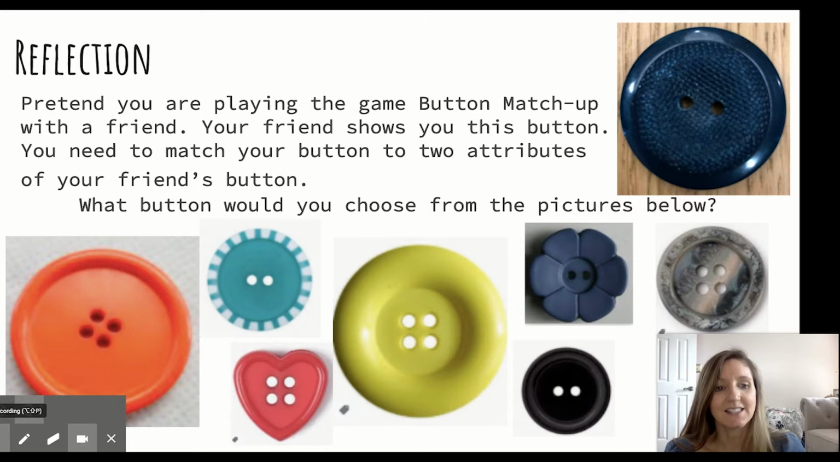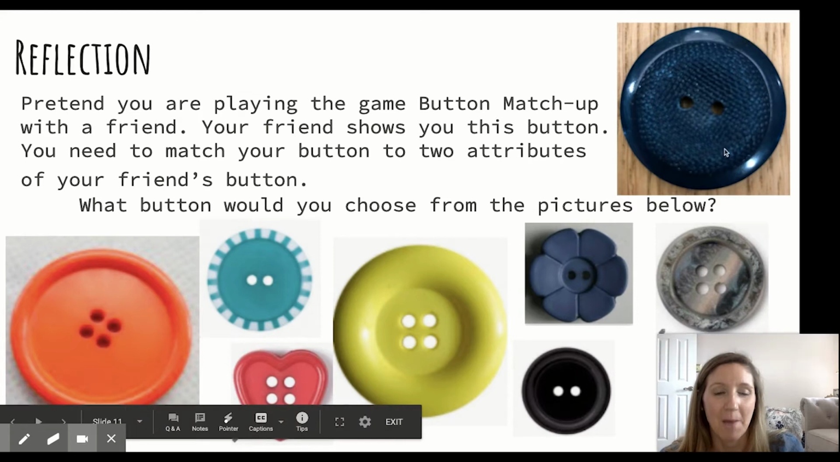Take a second and discuss all the possibilities with your family. Remember to explain why you chose that button. There are a number of possibilities or right answers, but you have to be able to explain why you matched that button with your friend's button up top.